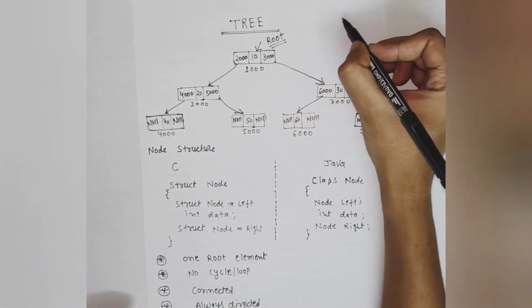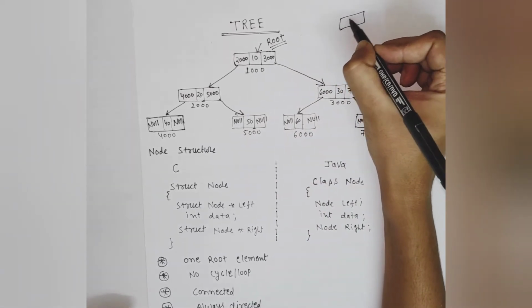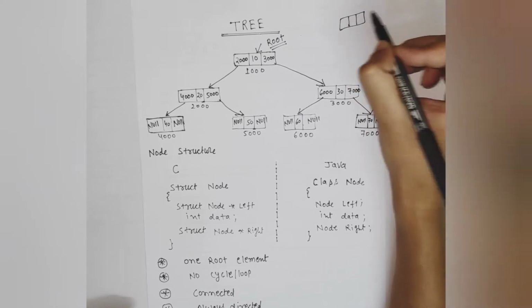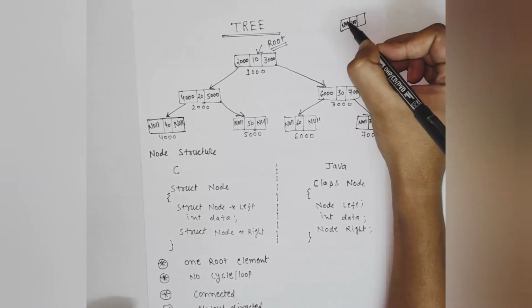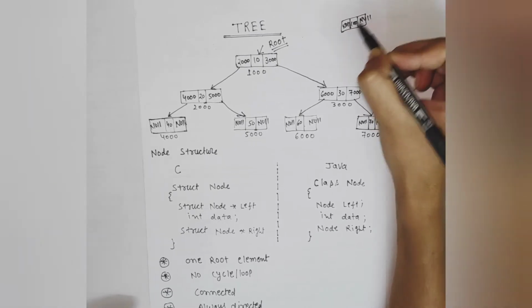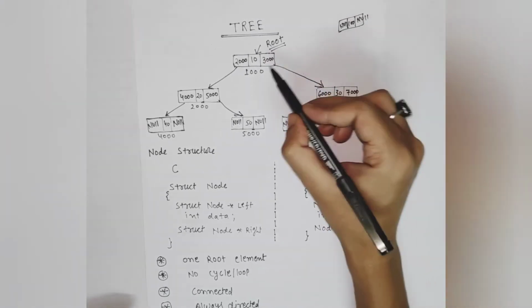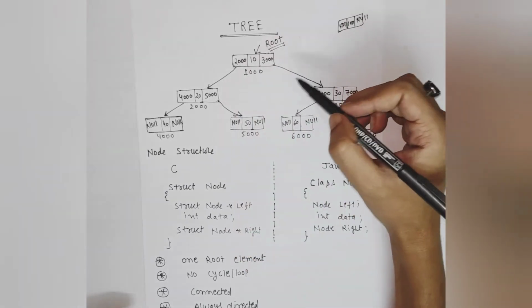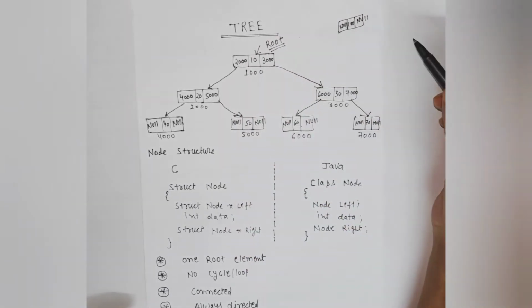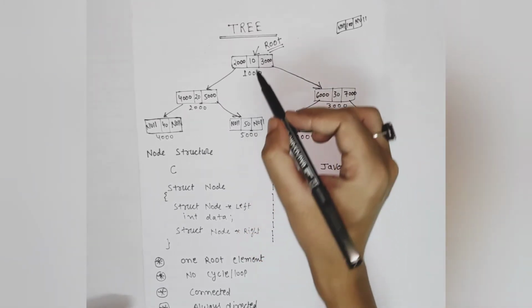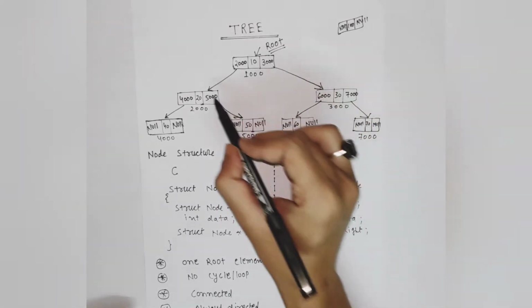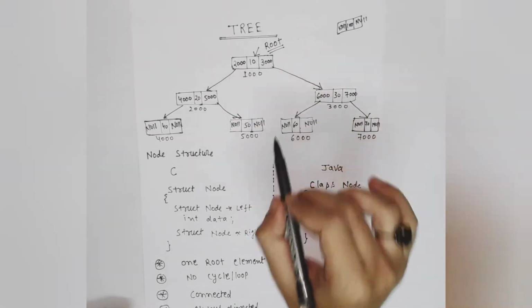Suppose I draw a node here with value 100, and its pointers are also null, then I cannot reach 100 from 10. Then we can say that it is not a tree. But in this case, there is no such possibility. So from 10 we can reach anywhere. So it is a tree.